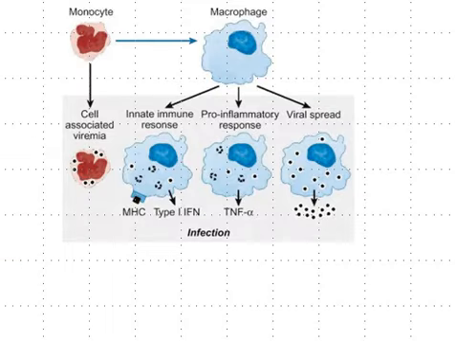Monocytes and macrophages are important components of the innate immune system, and they help to clear virus infection. They also present the viruses to the other immune components of the body. So they can elicit an innate immune response by producing type 1 interferon or pro-inflammatory cytokines.